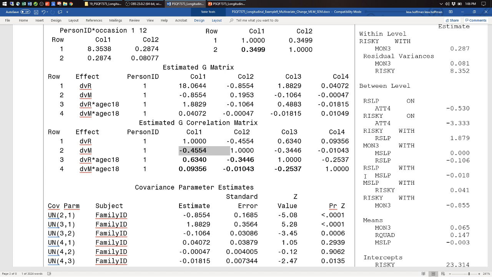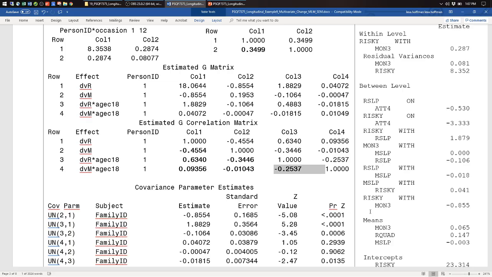How about the slopes? These are changes in each of the variables during adolescence. So girls who grow more in risky behavior have moms who have decreased in monitoring. Now I'll say that again. Girls who grew more than other girls in risky behavior have moms who decreased more than other moms in monitoring. Or they increased less, one of the two.